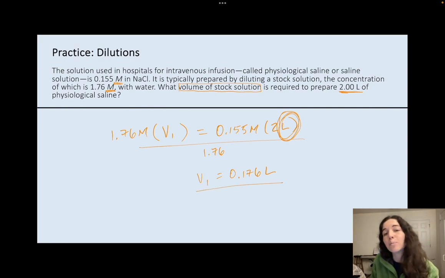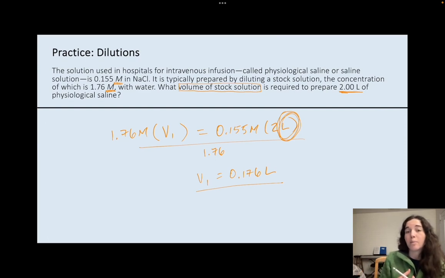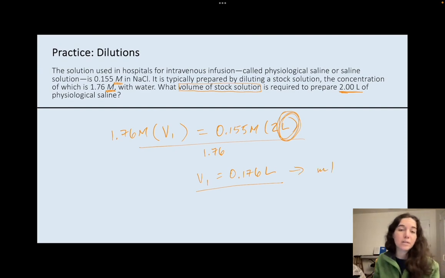If the question asked for milliliters, you would need to convert this. A lot of times in the lab, we're measuring milliliters. Like I don't have a graduated cylinder that measures 0.176 liters. I do have a graduated cylinder that measures in milliliters. So what you'll probably need to do in a realistic situation is go to milliliters from here.